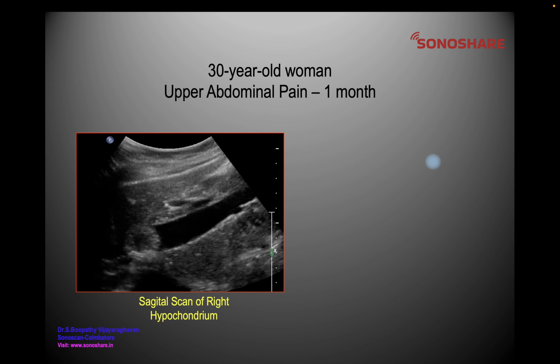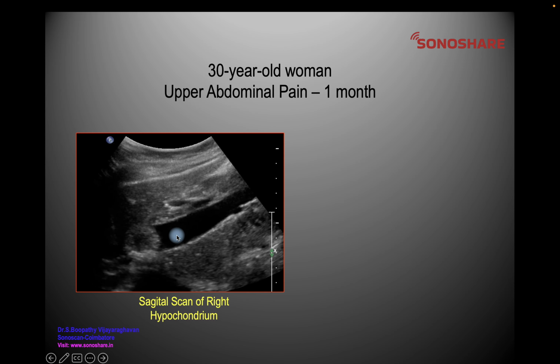And the image shown is the sagittal scan of the right hypochondrium, and it is passing through the inferior vena cava, and you see a mass within the inferior vena cava, suggesting that it is obstructing because the IVC looks dilated.